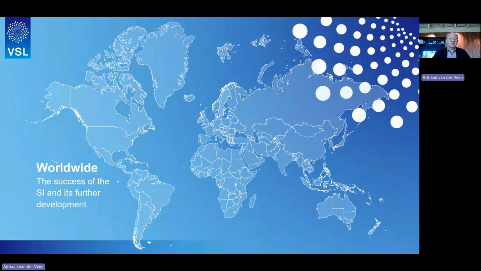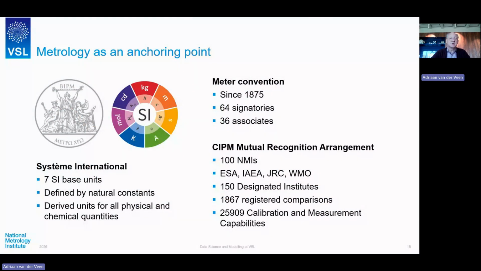We operate, of course, worldwide, and notwithstanding all kinds of geopolitical things, metrology is still for the whole planet an anchoring point, and also one of the points where we agree that it is important to collaborate and make sure that national measurement standards are comparable. The Netherlands is a signatory of the Meter Convention. There is a mutual recognition arrangement from the International Committee of Weights and Measures, the CIPM.